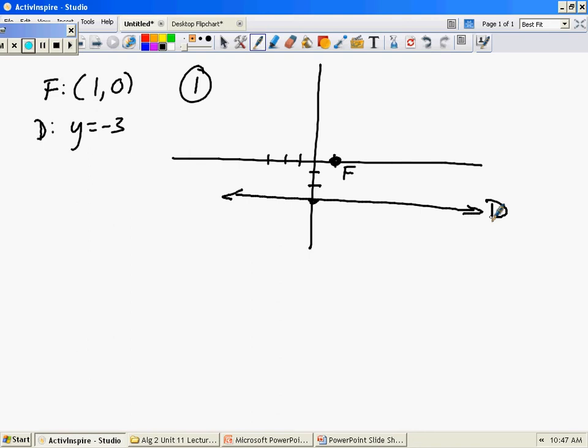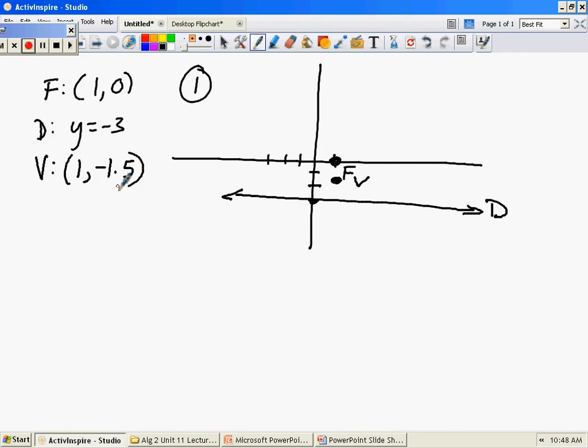That's what we learned last time. Now, since they're 3 spaces apart, half of 3 is 1.5, right? So I'm going to go down 1.5. So over 1, down 1.5 gives me my vertex. So my vertex would be (1, -1.5). So there's nothing new there. That's just what we did last class and what we just practiced again this morning before the lesson started. And that's step 1.